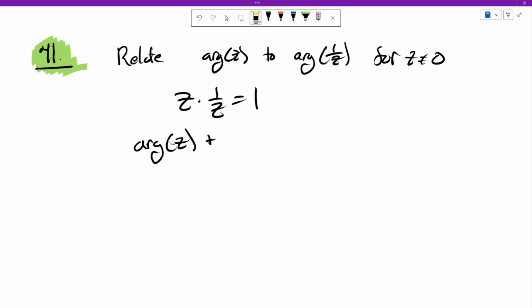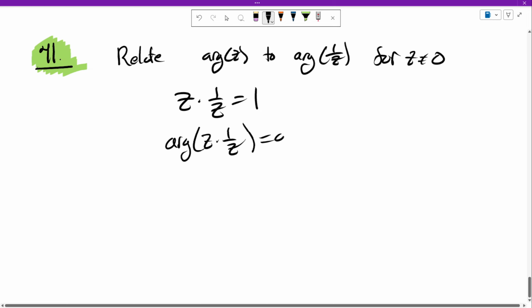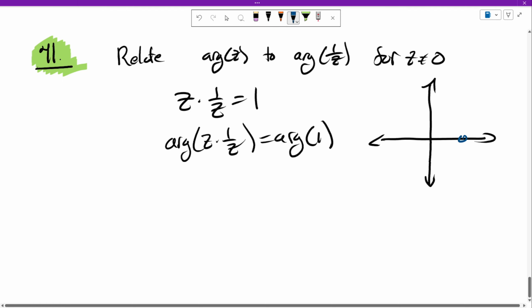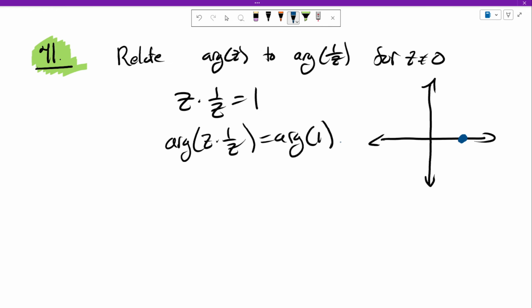plus, well, let's be really careful here. Let's just apply argument to both sides. So the argument of z times 1 over z is the argument of 1. Let's just have a picture here to help us. 1 is the complex number that's 1 on the positive real axis, and that has argument any multiple of 2 pi.